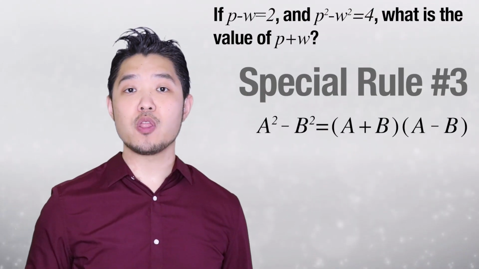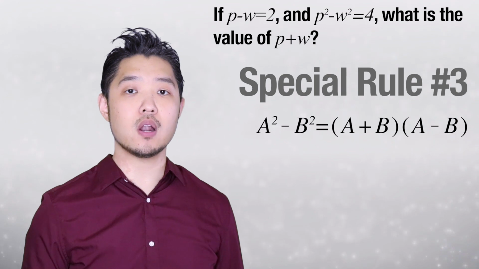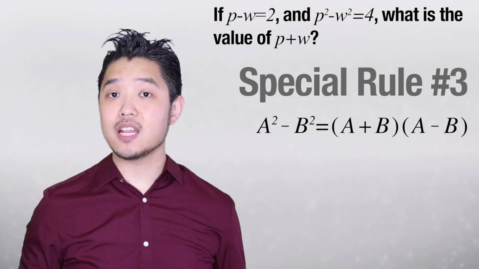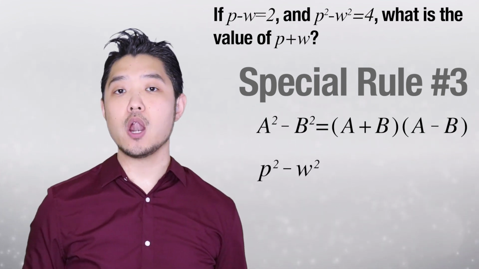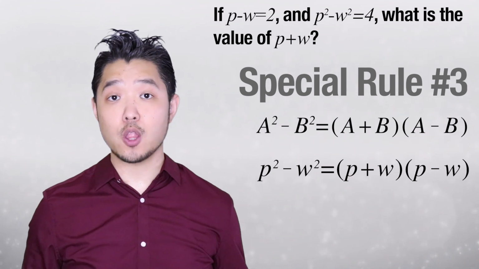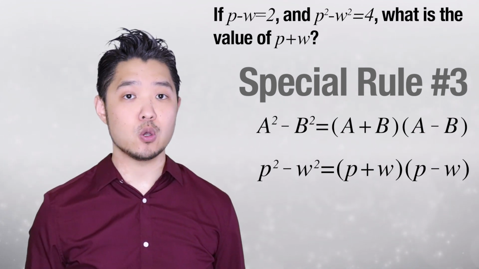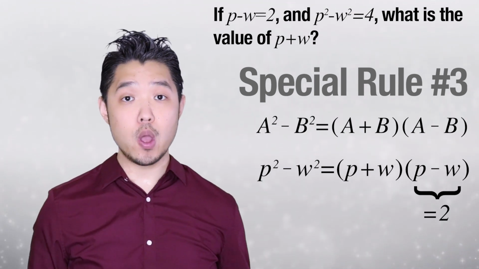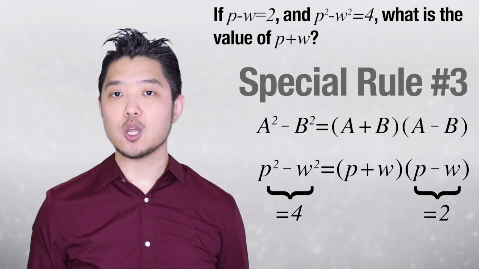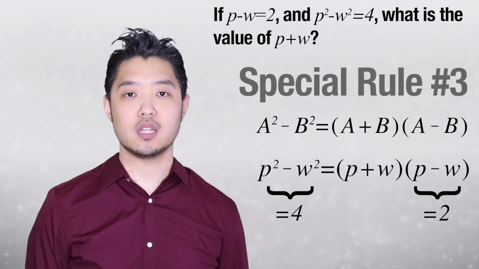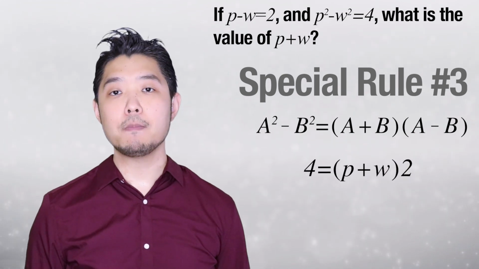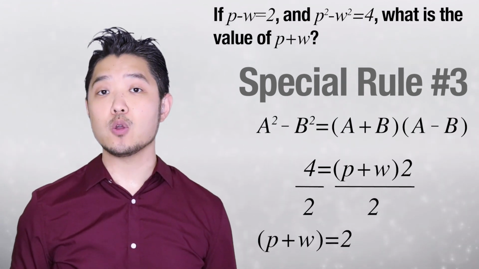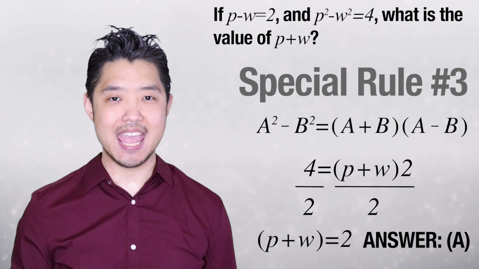Remember, the special rule number 3 equation: a squared minus b squared is equal to (a plus b) multiplied by (a minus b). So using this special equation, we can write p squared minus w squared is equal to (p plus w) multiplied by (p minus w). We already know the value of p minus w, which is equal to 2. Since p squared minus w squared equals 4, substitute these values into the equation. And we get 4 is equal to (p plus w) times 2. Divide both sides by 2 and we get p plus w equals 2. And the answer is A.